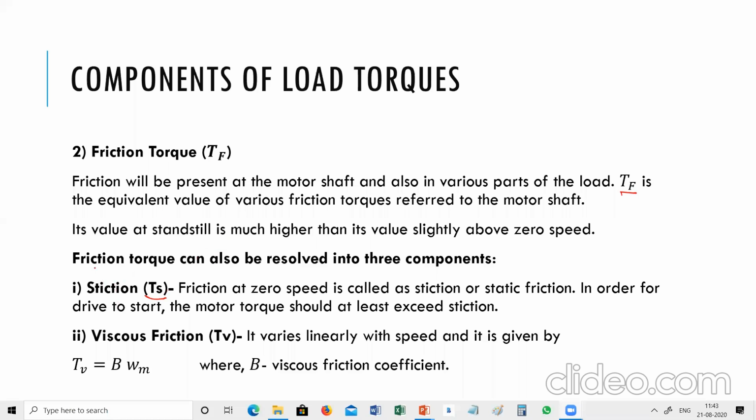Okay. The friction torque is resolved into three components. First is the stiction. Stiction is nothing but what? A friction at zero speed. Okay, it is called stiction or static friction. When the machine is at rest and we want to run that machine, the friction present near zero speed is nothing but what? A stiction.